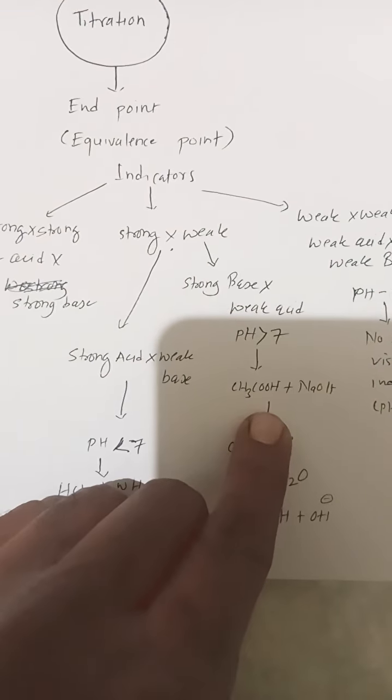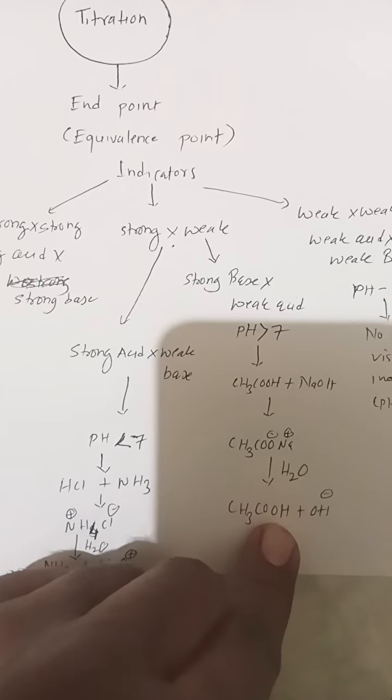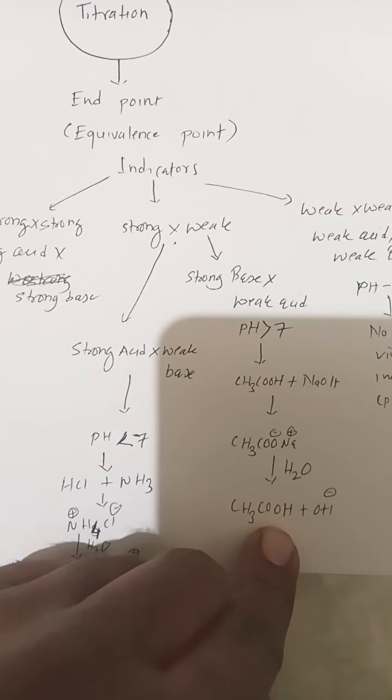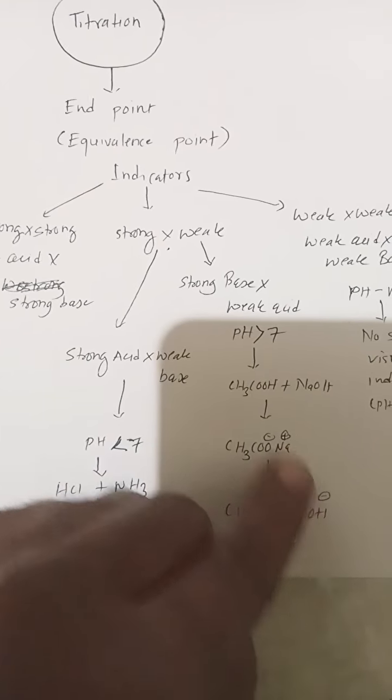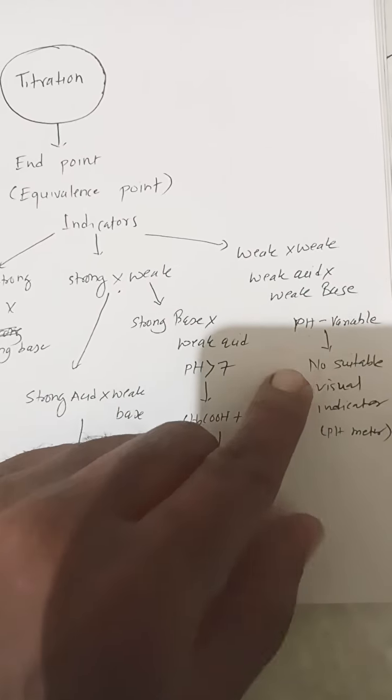And in the case of a strong base and weak acid, like acetic acid and sodium hydroxide, a salt will form. This will also dissociate, producing OH minus, therefore the pH is more than 7. And in the case of weak acid and weak base, there is no suitable pH.